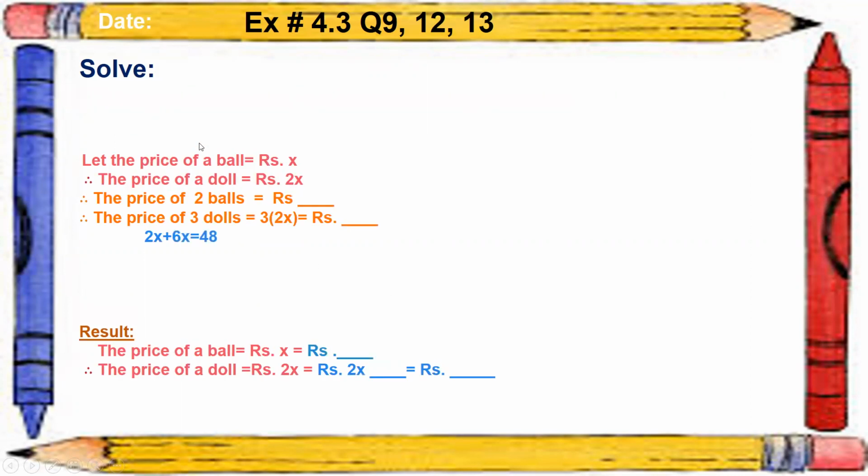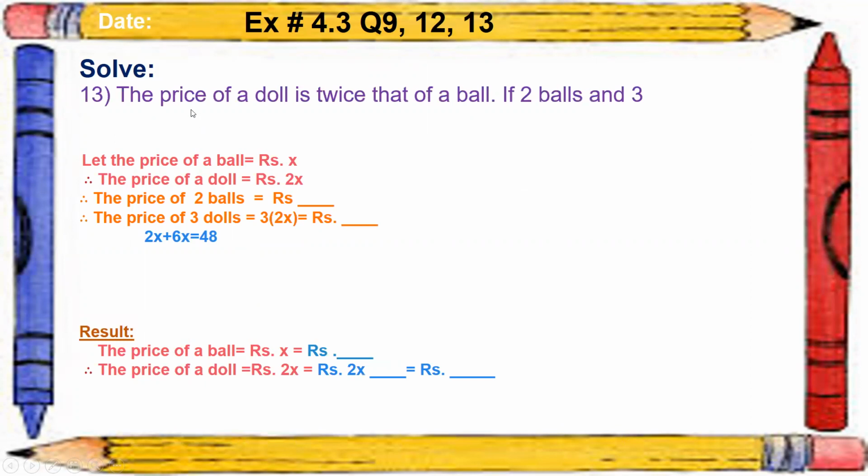So the last question for today is: the price of a doll is twice that of a ball. This is question number 13 of your book. Students, I want you to make a correction in your book. In your book, the second line is written that if 3 balls and 2 dolls cost rupees 48. Kindly make a correction over here.